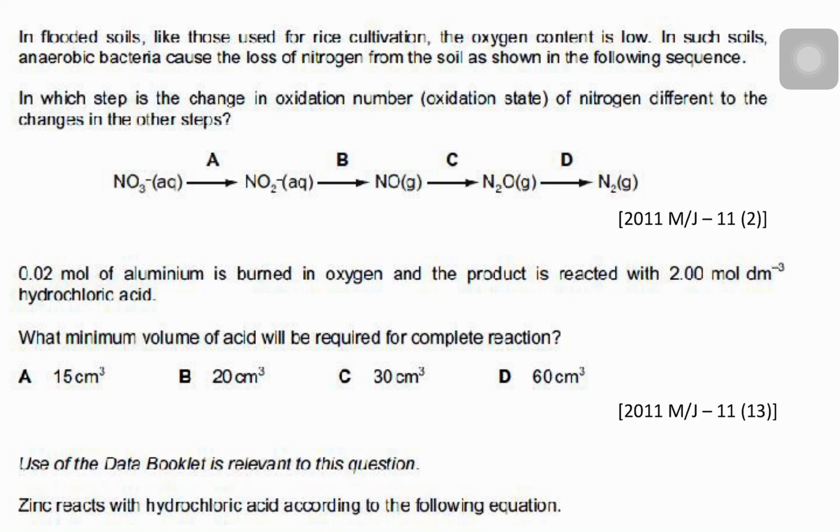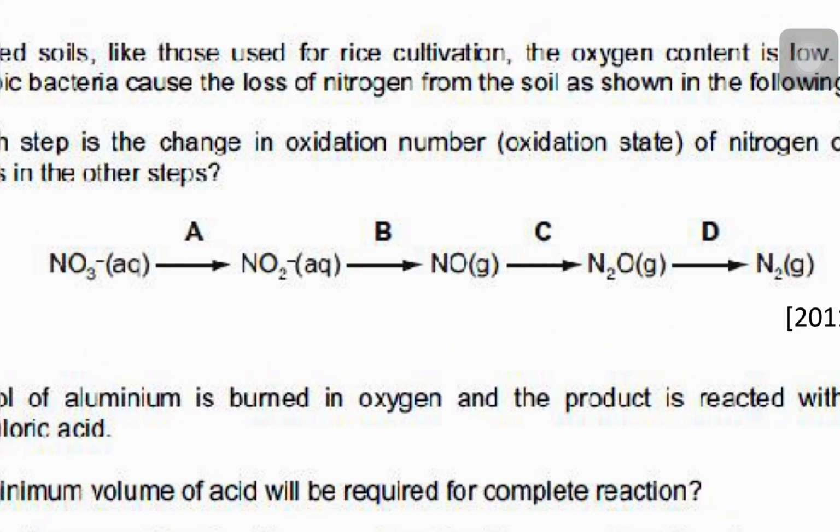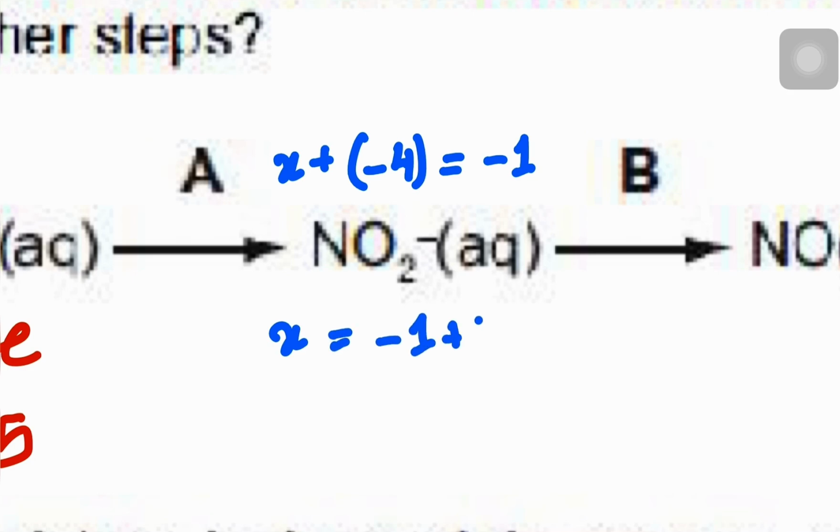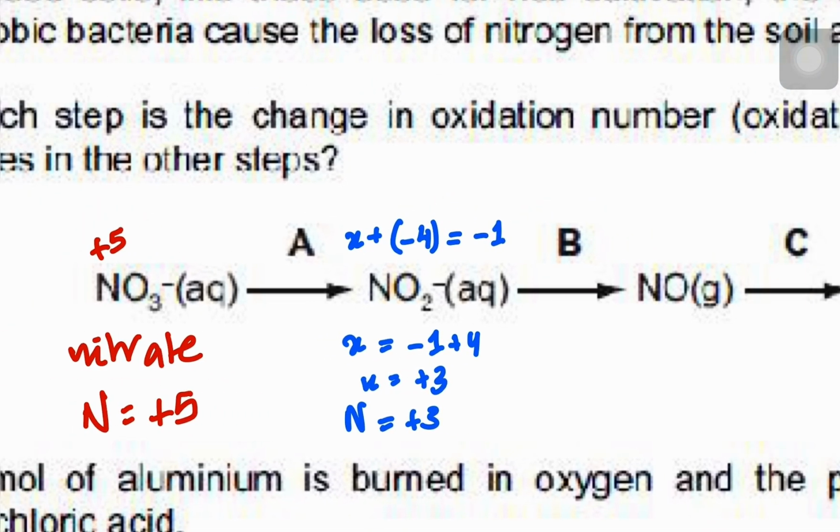Now that is a question that we have to deconstruct step by step. In nitrate, we just figured out that nitrogen is +5. So nitrate involves nitrogen at the +5 oxidation state, that is fixed. Let's talk about NO2. In NO2 you can see there are 2 oxygens, so it means an oxidation number of -4. We don't know about nitrogen, but we know that the overall charge is -1. So when we solve for x, it's -1 plus 4, so x is +3. So nitrogen here is +3. Let's move on. So it's moving from +5 to +3.